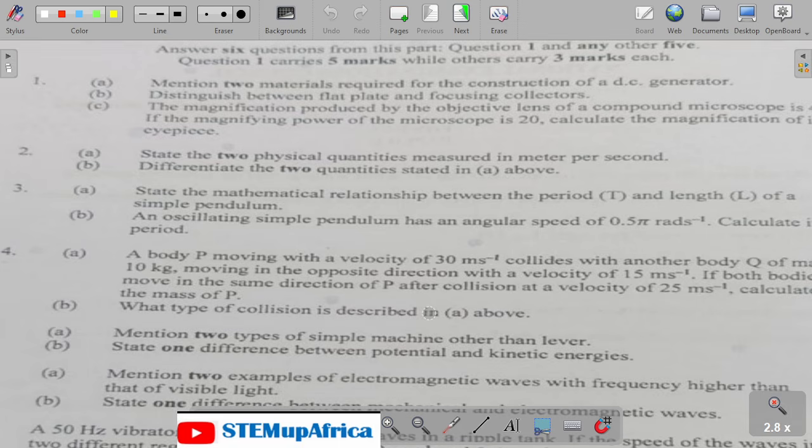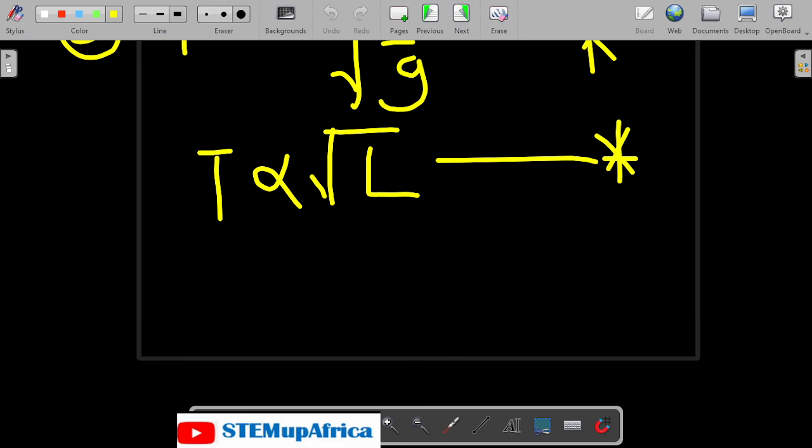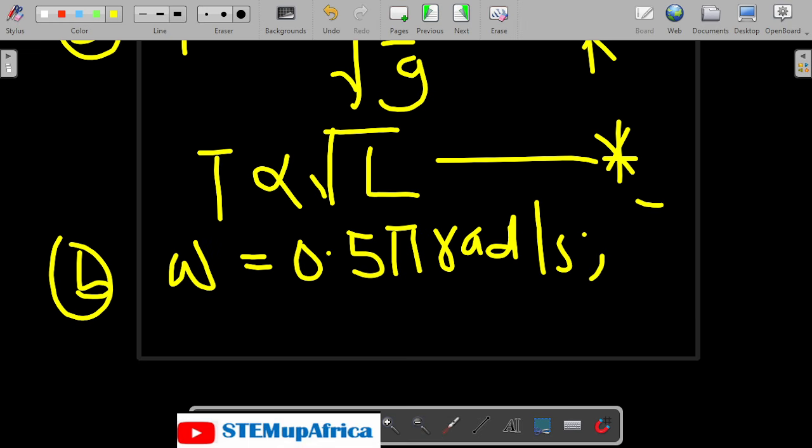It said an oscillating simple pendulum has an angular speed of this. Calculate its period. So they give us the angular speed. The angular speed, don't forget, is also called the omega, with the symbol. This angular speed is given to us as 0.5 pi radian per second. So we are looking for the period, which I don't know.